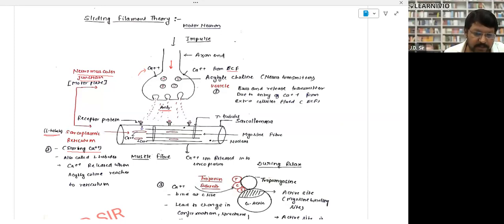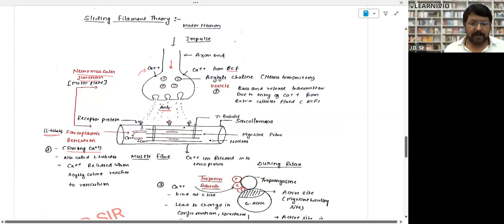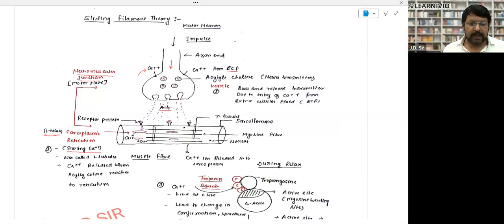Now, there is a gap or plate that is called the motor plate, between the muscle and your neurons. This acetylcholine is a type of chemical, which is called a neurotransmitter. It will be received by the receptors. Protein receptors are present at the surface of the sarcolemma, this membrane. They will receive the acetylcholine. Due to receiving the acetylcholine, the sarcoplasmic reticulum will release the calcium ions.